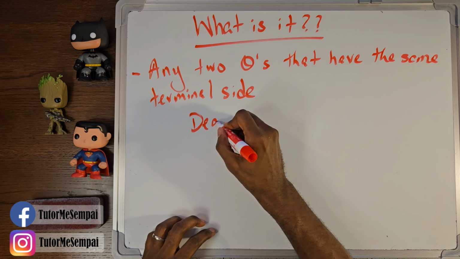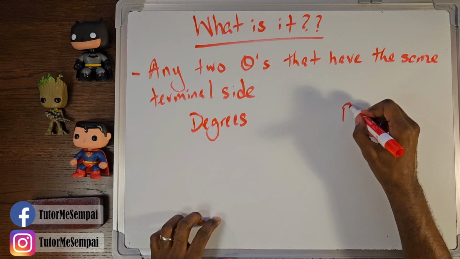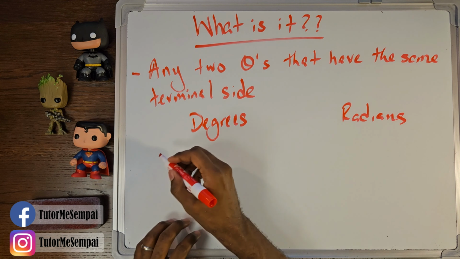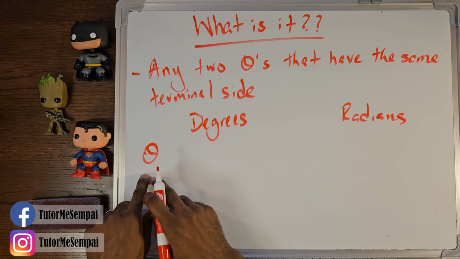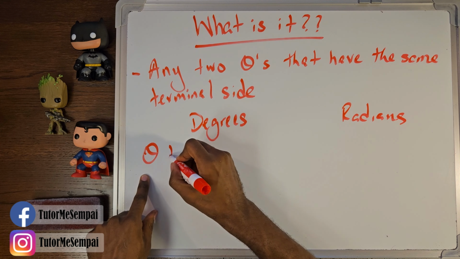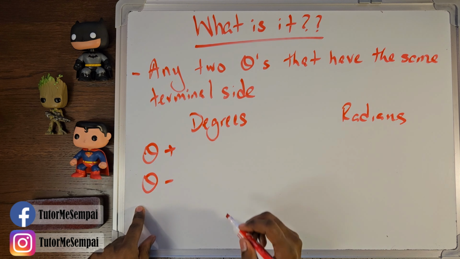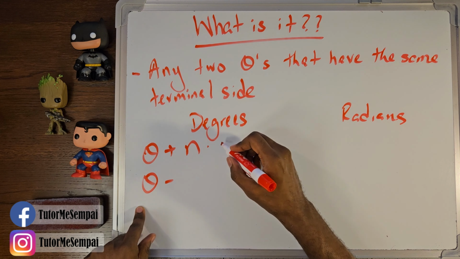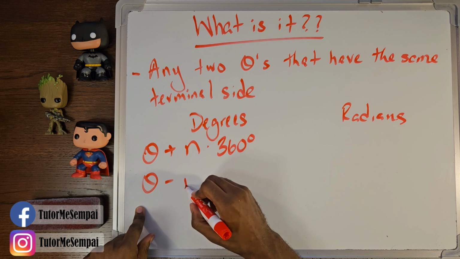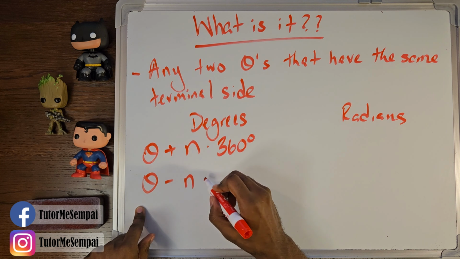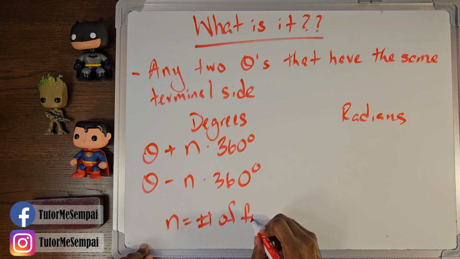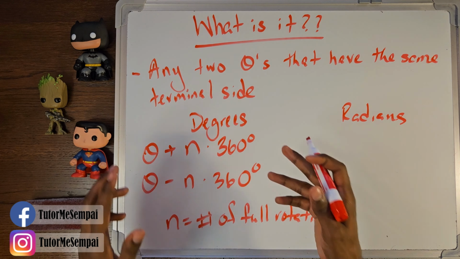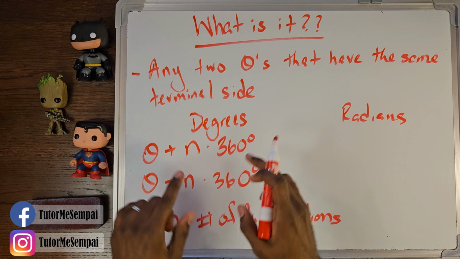If we're in degrees, our formulas versus radians are going to be this. If you're trying to find a coterminal angle, you first start at your theta, and you either add or subtract n times 360 degrees, where n is the number of full rotations. These 2 formulas will give you your coterminal angles if you're in degrees.